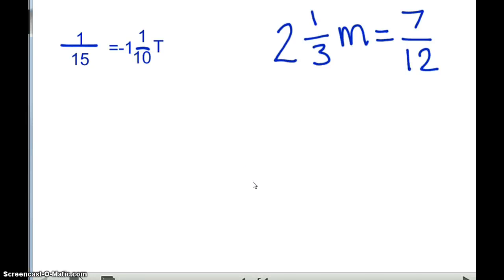All right, here we go. We're going to solve some equations by using multiplication with fractions. And so there are just some things that we need to remember about that.